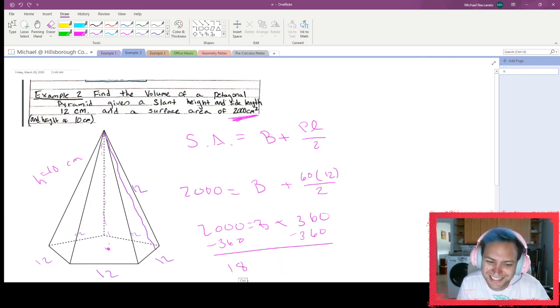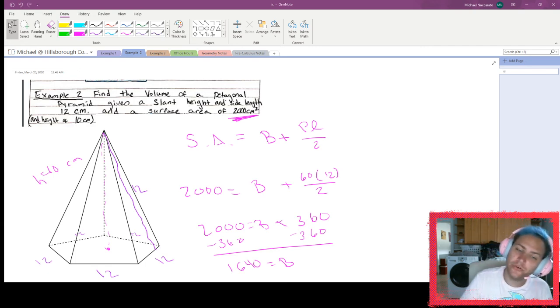I end up with, what? 1640 equals B. So I now know that the area of my base is 1,640. So now I can find the volume really easy, right?